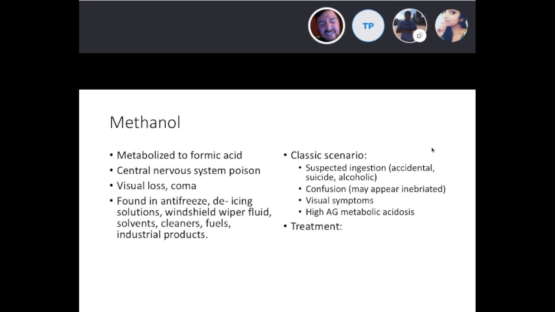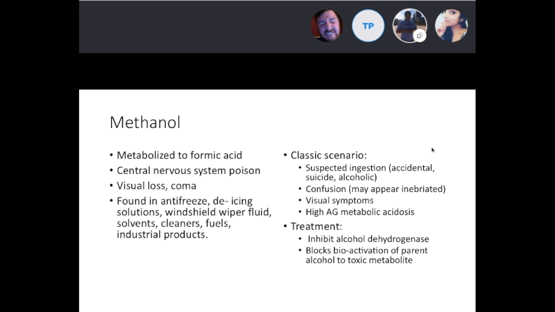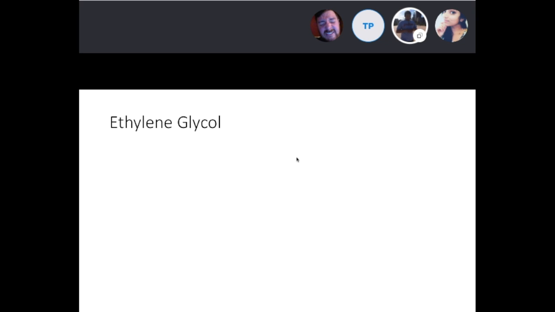Fomepizole or ethanol. So you want to inhibit the alcohol dehydrogenase, which blocks the bioactivation of the parent alcohol to the toxic metabolite. So it basically blocks it from converting to formic acid. So fomepizole or ethanol, you can give these patients.